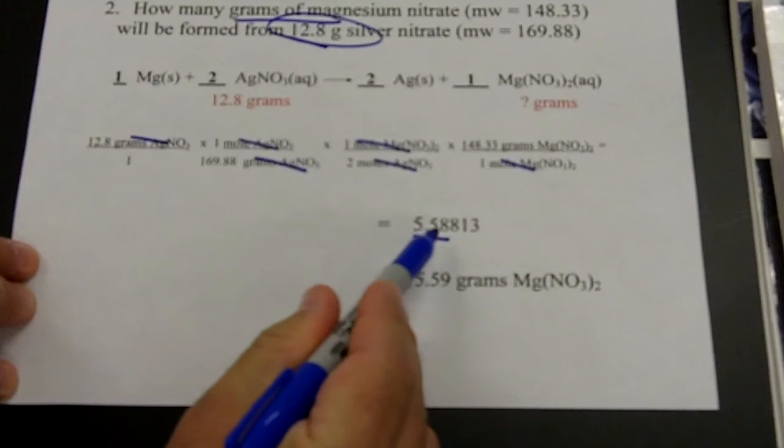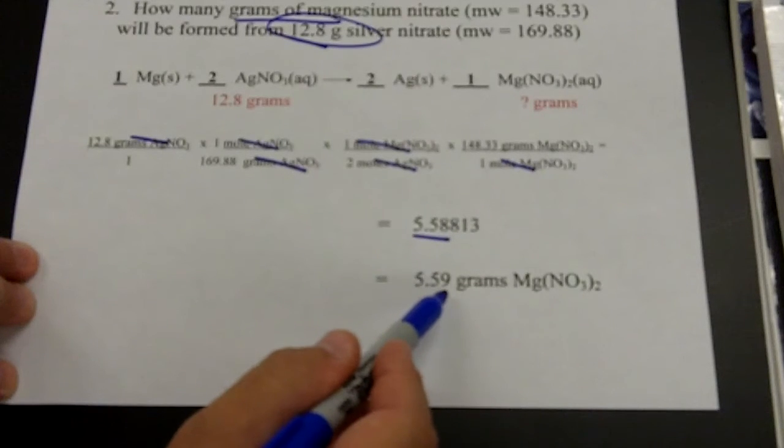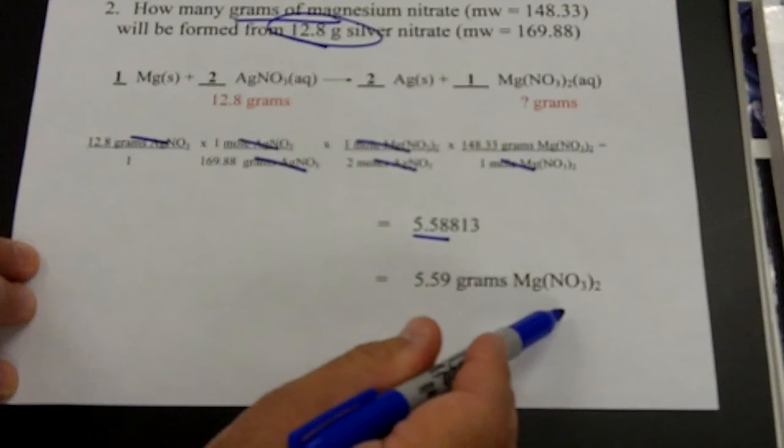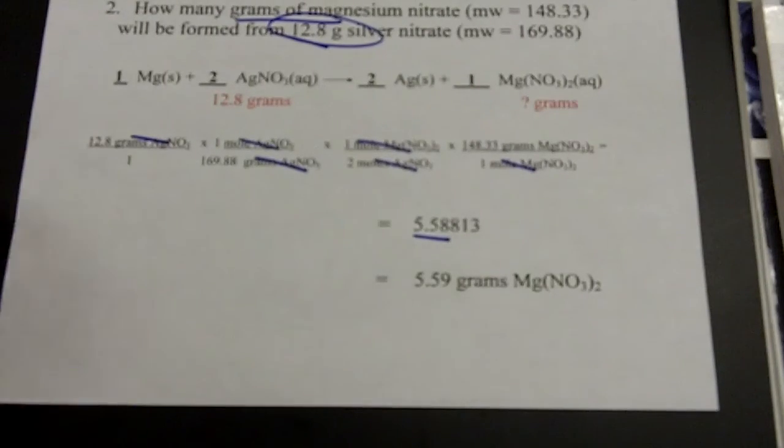I get 5.58. This 8 will kick this 8 up. I get 5.59 grams of magnesium nitrate, and that is my final answer for this problem. All right. Let's take a look at one last one just to make sure that we've got this.